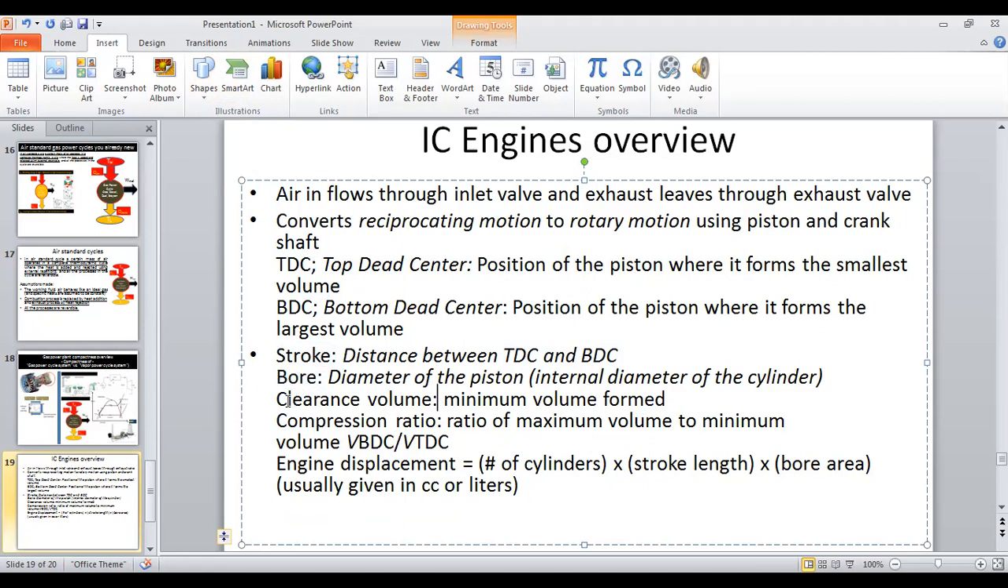Clearance and the compression ratio, clearance volume, and the displacement of the complete engine is related to the individual cylinders and the swept volumes of each cylinder. So this one we will discuss after this. So you should look into this as well.